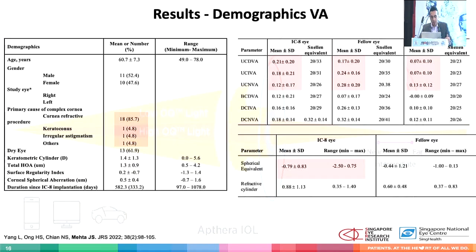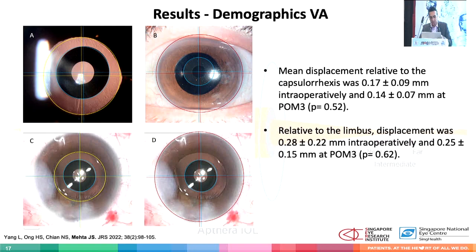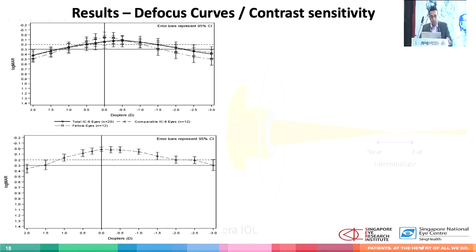Likewise, when you look at the spherical equivalent, you'll see that the IC8 eye is slightly more myopic compared to the fellow eye. In our paper, we looked at centration values, and that's why I basically use FLAK. But to be frank, as long as you've got a well-centered rhexis, you can just do this manually as well. You don't need to use a femtosecond laser, but you can show from the results that you get very little displacement intraoperatively versus postoperatively.